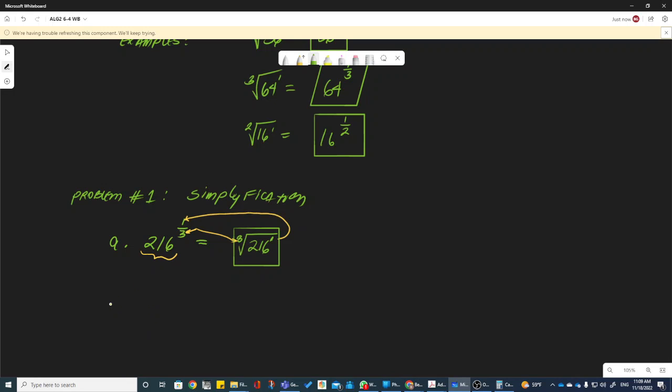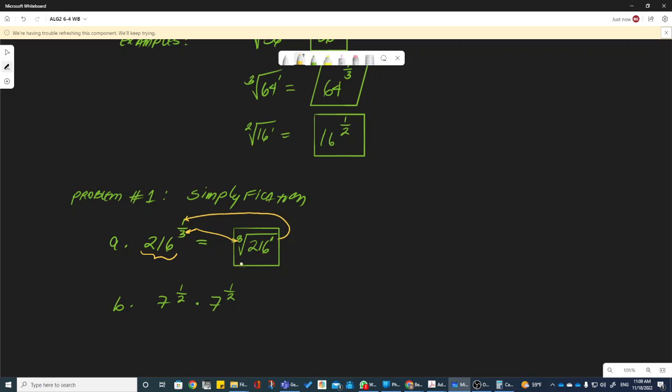How about case number letter B? Where you have 7 over 1.5 times 7 to the power of 1.5.